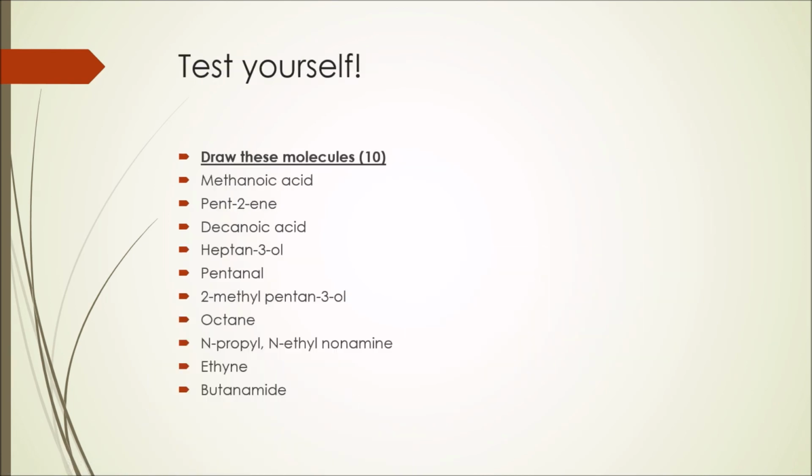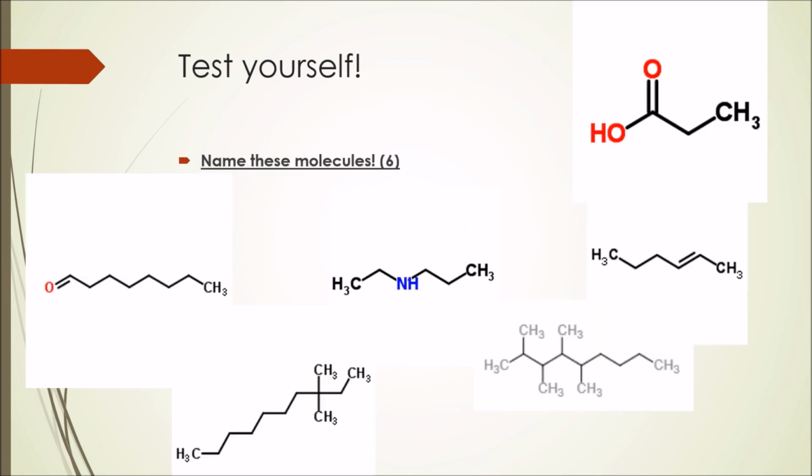Okay, so now we come to the test yourself section. So for 10 marks, I want you to draw these molecules: methanoic acid, pentene, decanoic acid, heptanethiol, pentanal, 2-methylpentanethiol, octane, N-propyl N-ethyl nonanamine, ethyne, and butanamide. So for those 10 marks, try and draw those 10 molecules. Then here, I want you to name these 6 molecules for 6 marks. Okay, so they're all there.